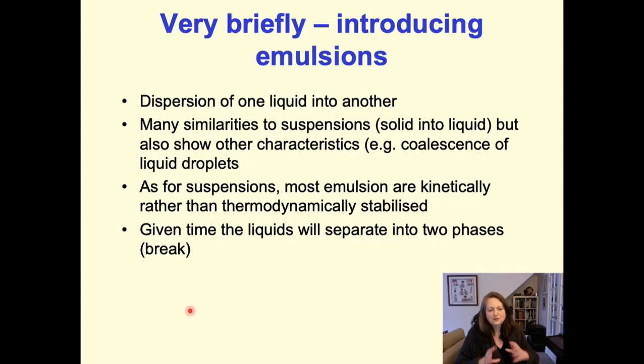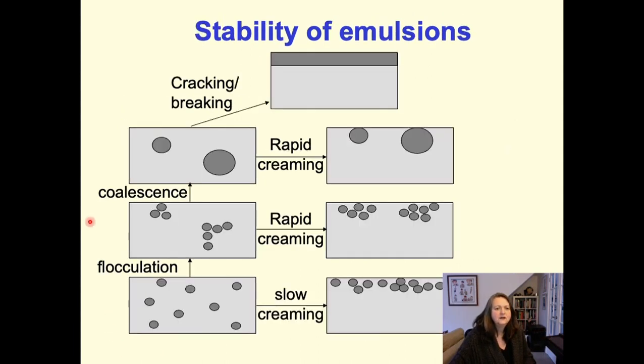In other words, we need to create the emulsion so that we can keep it stable for a long enough time to be able to use it. And we don't want it to separate into 2 phases and to break. So when you're thinking about emulsions, we have similar concepts. We can get flocculation like you could for a suspension, but now these flocculated droplets are likely to coalesce, and then it'll be even easier for them to break.